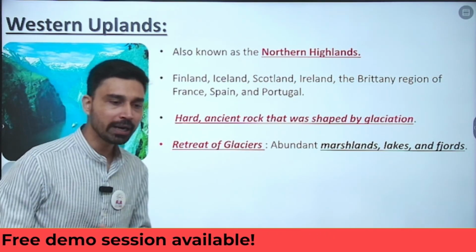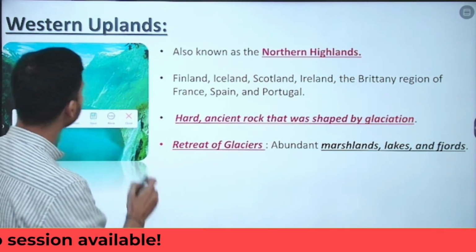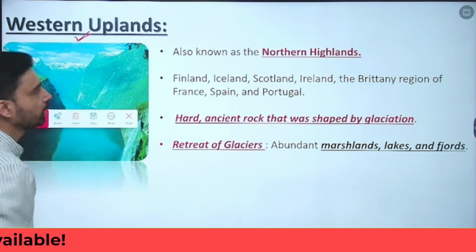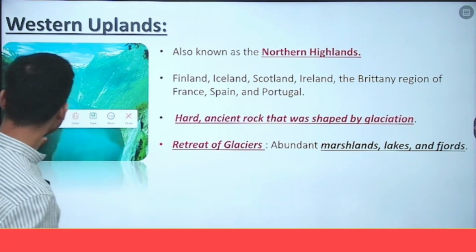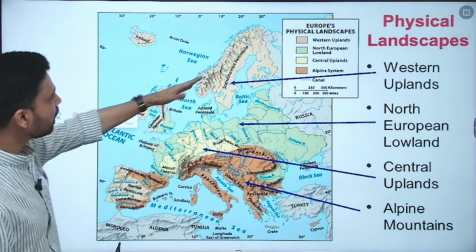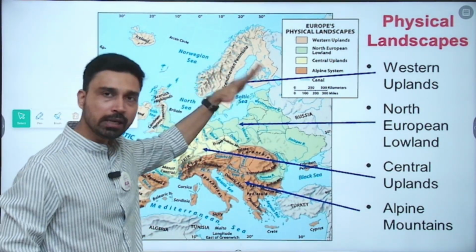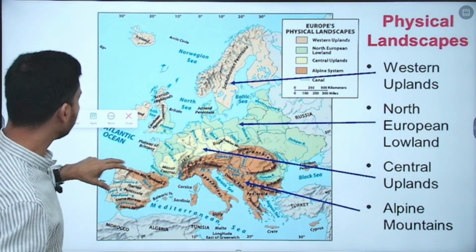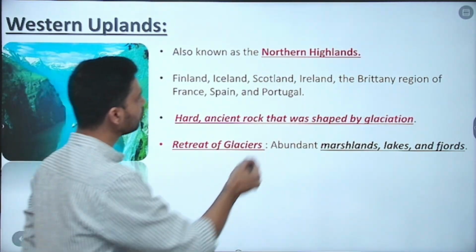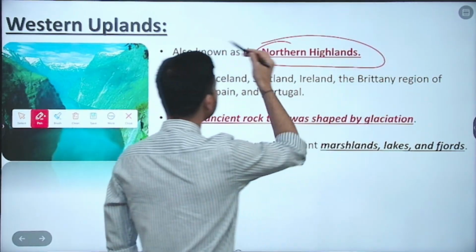Now let us try to look at them one by one. The first region we have discussed is the Western Upland. Now the Western Upland, as we can see on the map, is located in the western part of Europe, definitely, but at the same time we can say it is also located on the northern part of Europe. That is why many times it is also referred to as the Northern Highlands.